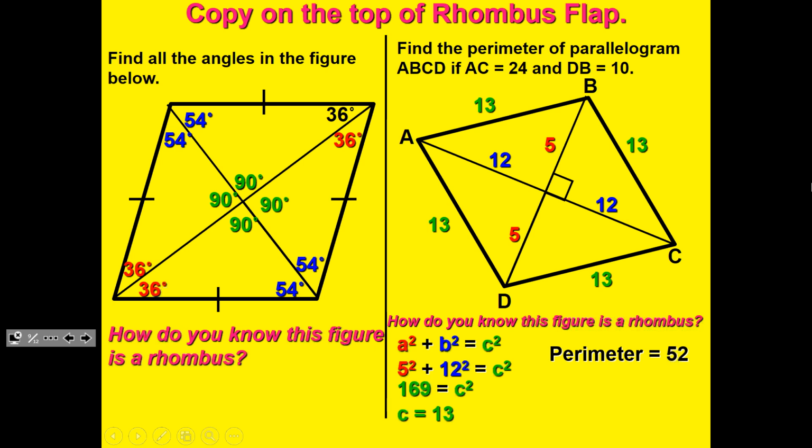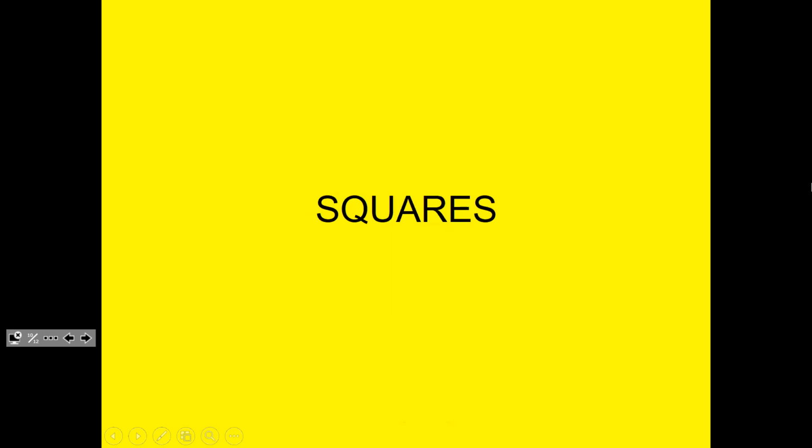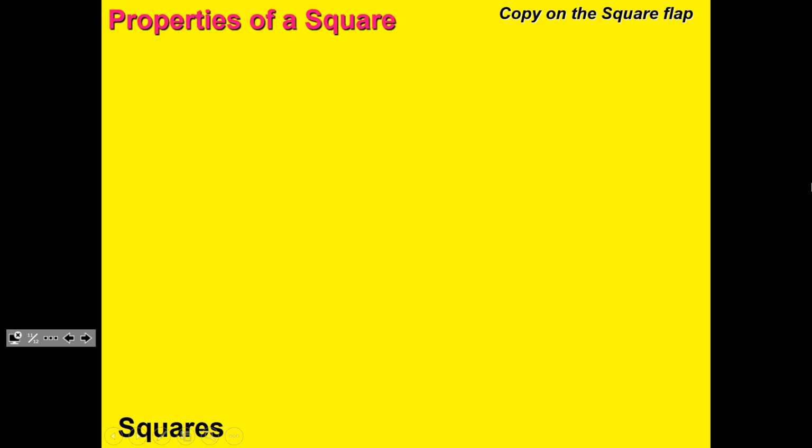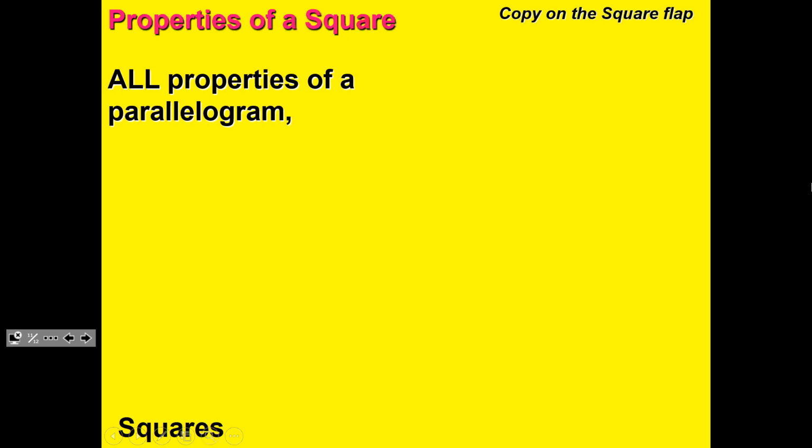Okay, so for this one, everything that's on this next slide is all going to go on the square flap. So you can put this in the whole section for squares. Okay? So first of all, a square's properties are all the properties of a parallelogram. So the 5 that we already knew.